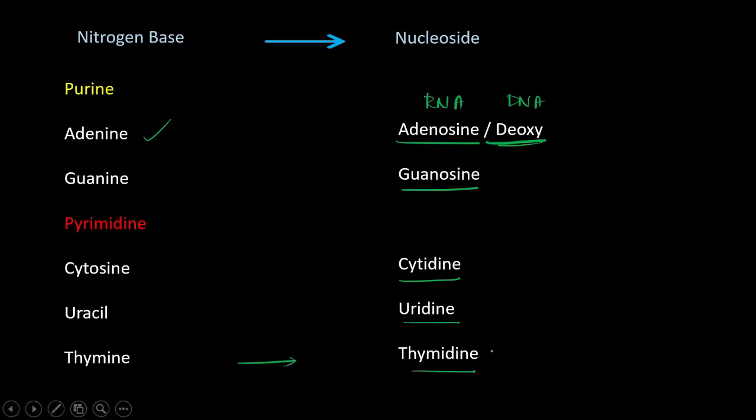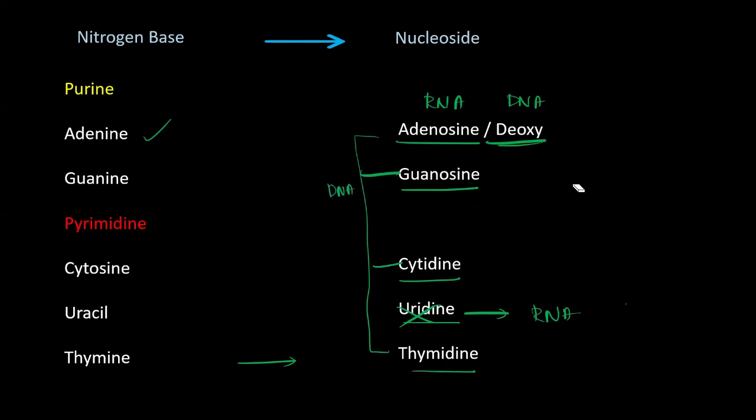Thymidine, deoxythymidine. Sorry, actually for uridine, we don't have a deoxy because it is only for the RNA, not for the DNA. Just notice this one point. There's no deoxyuridine because it will not attach to the DNA. It will only attach to the RNA. Only adenosine, guanosine, cytidine, and thymidine make the DNA. Adenosine, guanosine, and uridine will make the RNA. So there will be no thymidine in RNA and there will be no uridine in DNA. Notice this one thing.